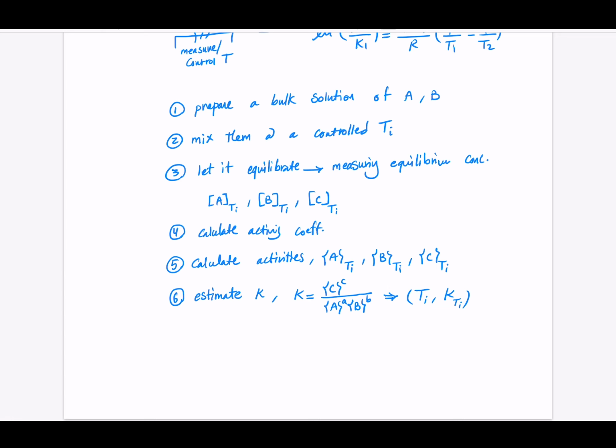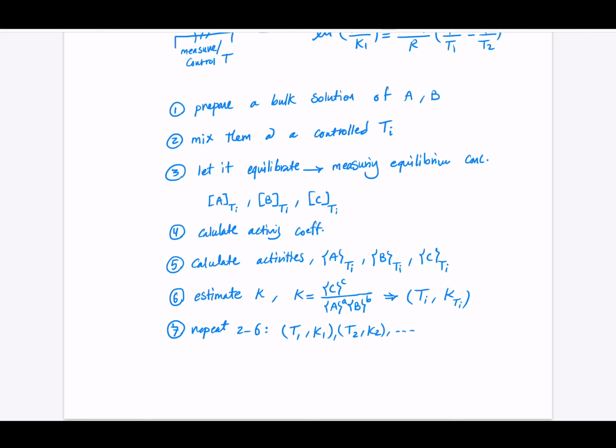To do that, we basically repeat the whole 2 to 6. We don't need to make a new solution, but we rather increase the temperature, measure again. So after we repeat 2 to 6, the database is basically T1, K1, T2, K2, and so on.